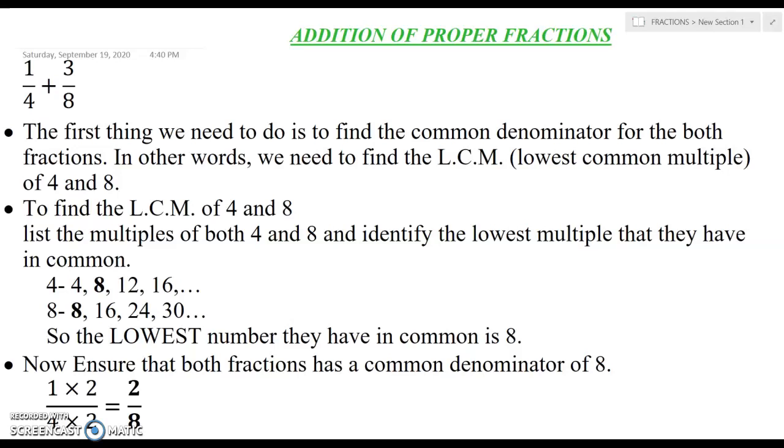Hi everyone, so we're looking at addition of proper fractions and addition of mixed numbers or mixed fractions today, okay?